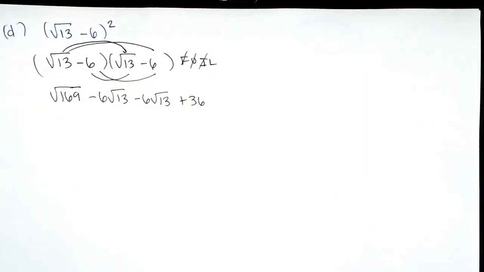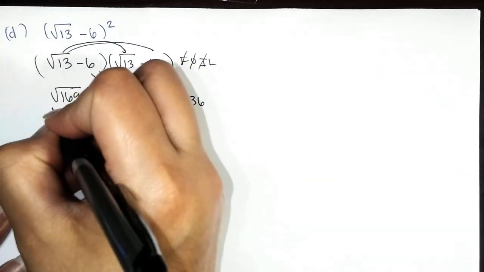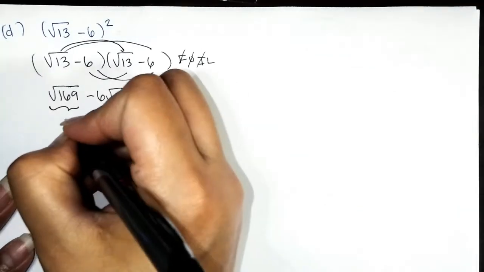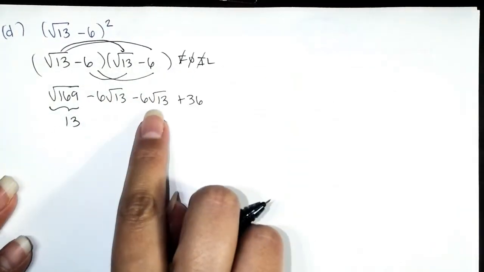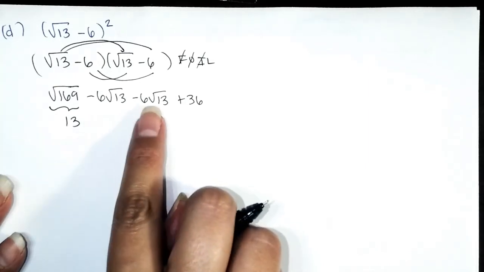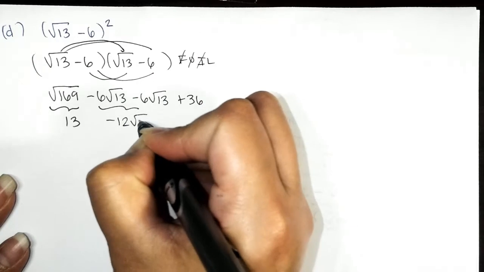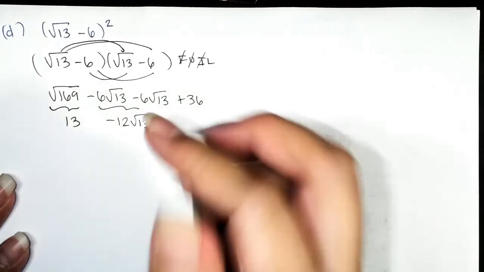Let's just see if we can simplify the expression more. 169 is a perfect square, and the square root of 169 will simplify to 13. When we combine the like radicals, negative 6 minus 6 will give us negative 12. So that's minus 12, and then we tag along that radical part, and then we bring down the plus 36.